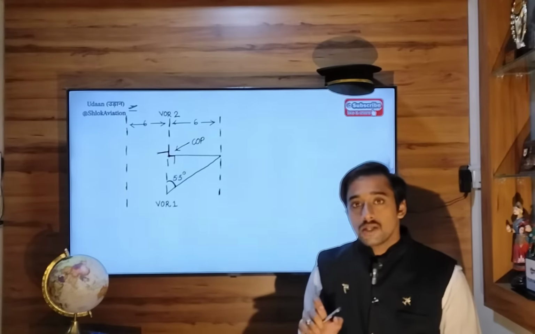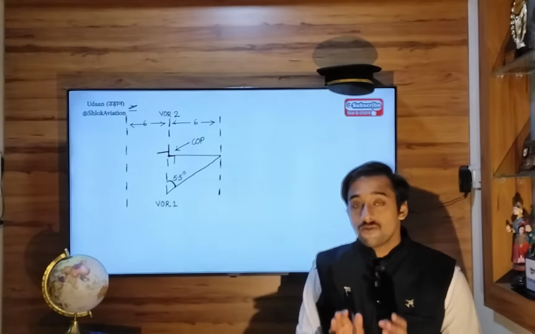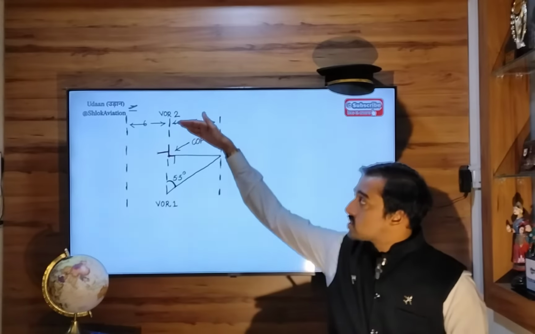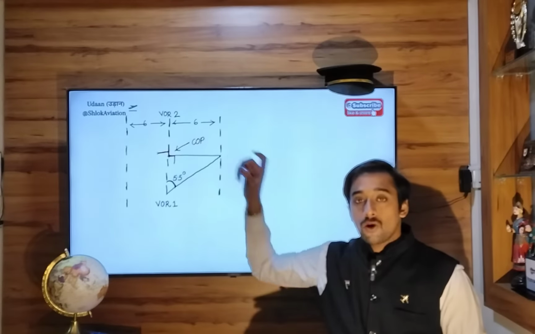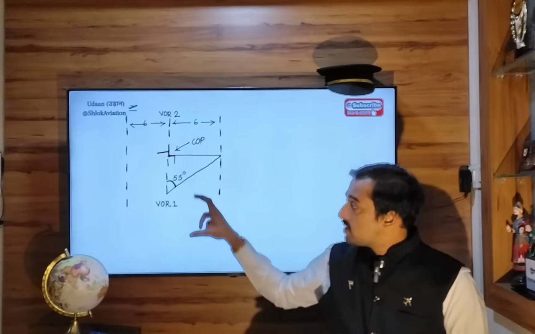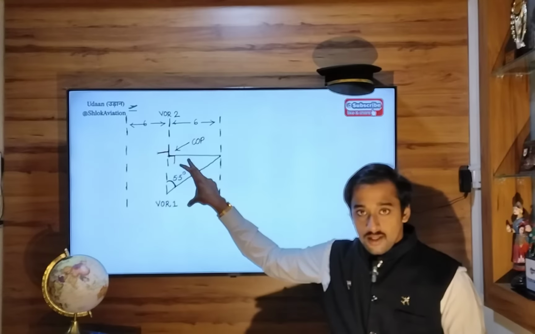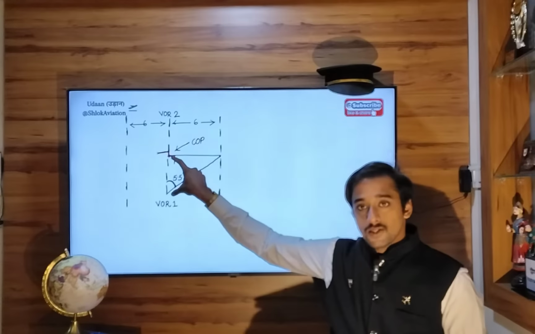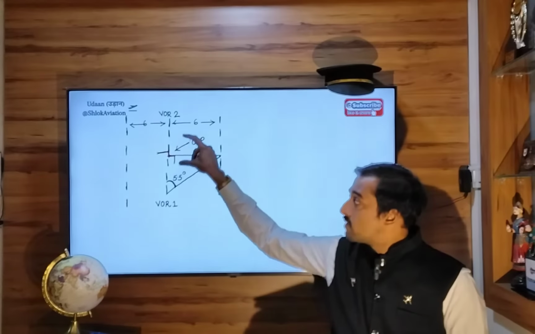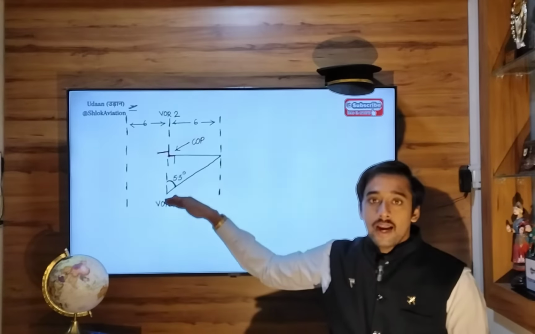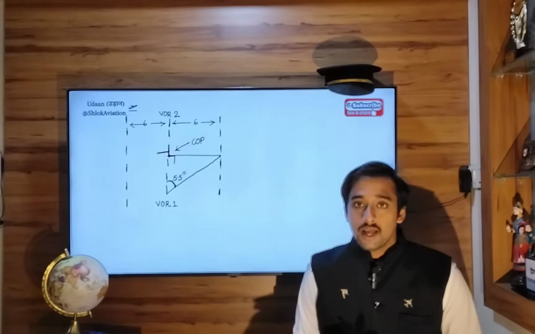So what we will do is we have to find, in this question, the total distance between these two VORs. We will first focus our attention on this VOR itself. We will find this distance. After finding this distance, we can find this distance and then add both of them. That will give our final answer.